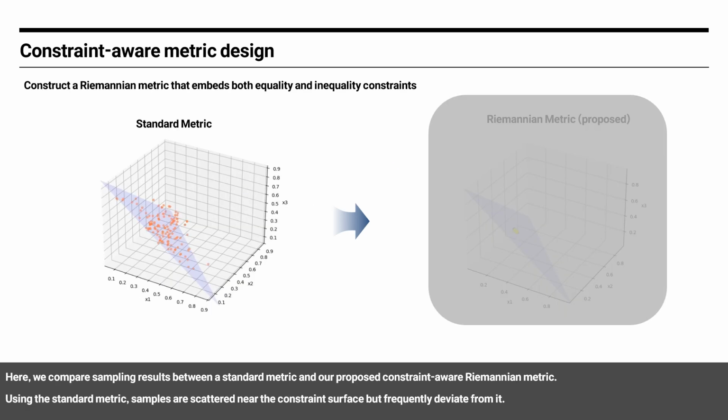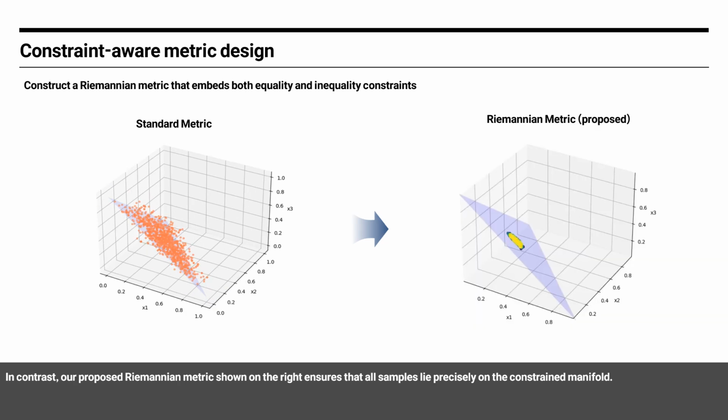Here, we compare sampling results between a standard metric and our proposed constraint-aware Riemannian metric. Using the standard metric, samples are scattered near the constraint surface but frequently deviate from it. In contrast, our proposed Riemannian metric, shown on the right, ensures that all samples lie precisely on the constrained manifold.